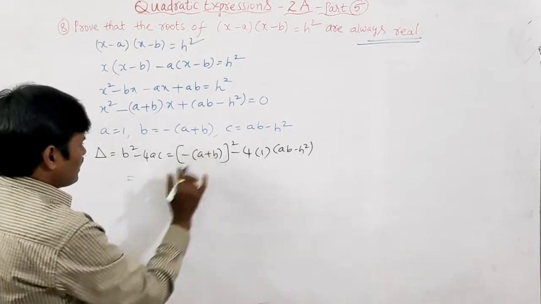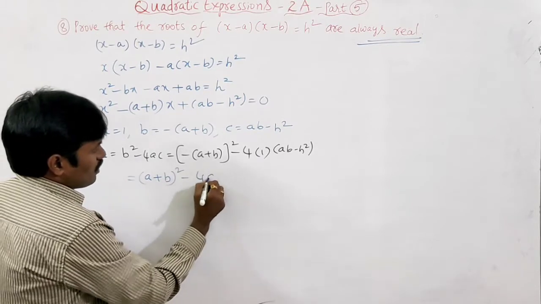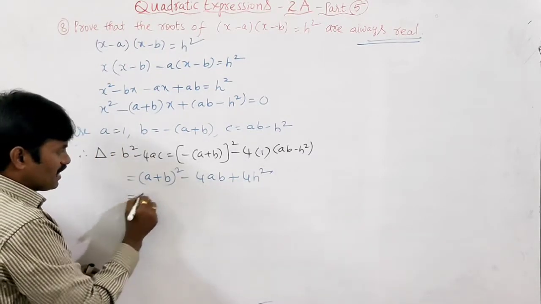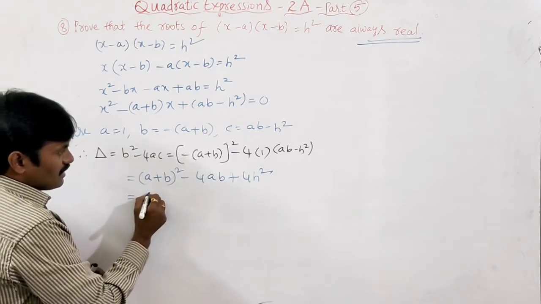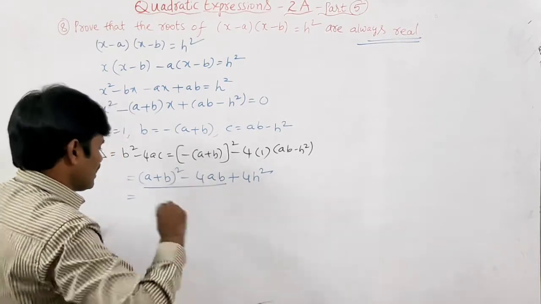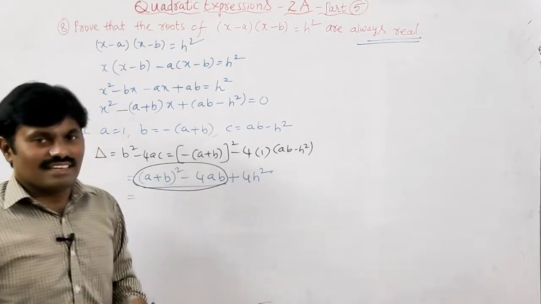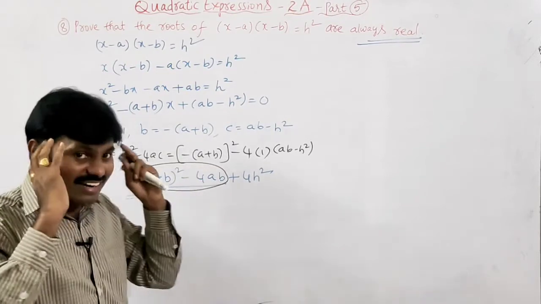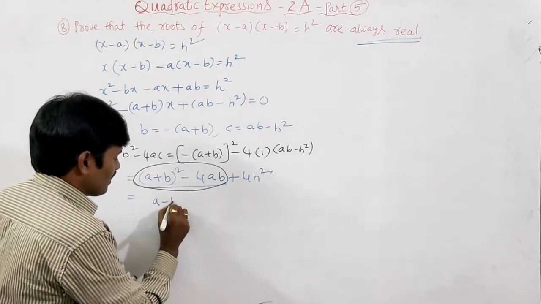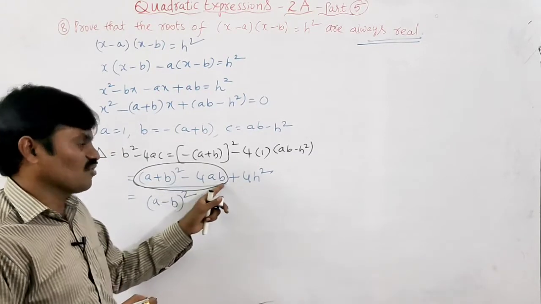Simple, just expand, then it becomes (a plus b) whole square minus of 4ab plus 4h square. Okay, let me expand this one also. Here (a plus b) whole square minus 4ab. By observing this algebraic expression, you are getting one idea that we can write this one in the form (a minus b) whole square. Am I correct or not? (a minus b) whole square can be expressed as (a plus b) whole square minus 4ab.